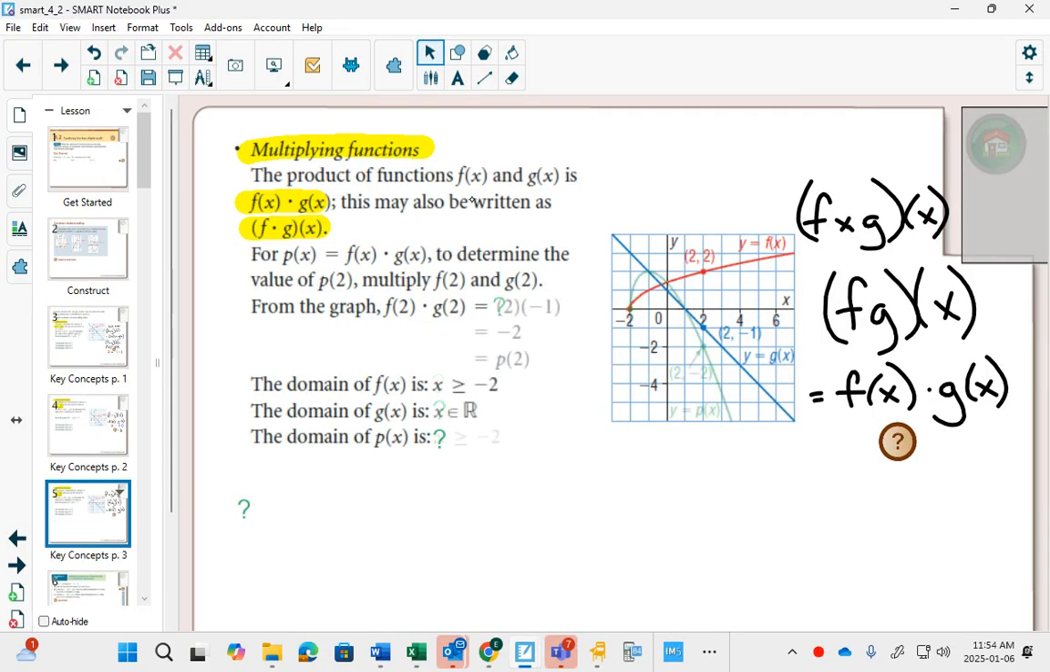So again, here we're just multiplying the y values. And strategy-wise, I definitely would highlight those points. Because whether the red graph or the blue graph is 0, when you multiply by 0, it's going to work out fine.